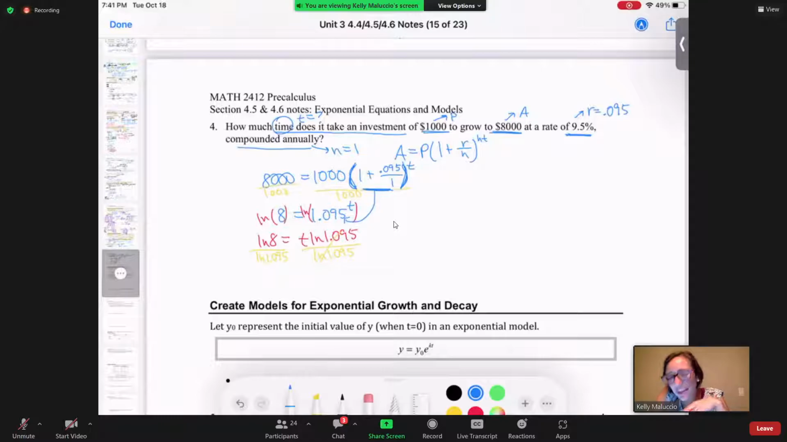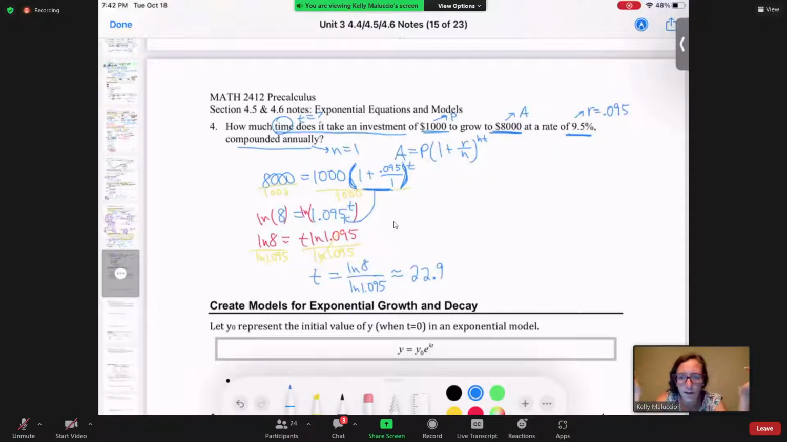And if this was compounded quarterly or monthly, it'd be a little more confusing because we'd have this extra number that we have to calculate. But this is a nice one because it's annually. So it's easy. Well, easier. And so now our T is just going to be ln 8 over ln 1.095, or again, use logs. If we round this out, I think I got like 22.9.